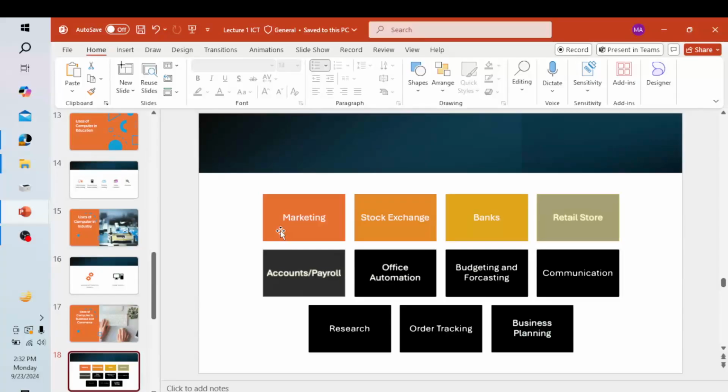And the next one is research. Research can use computers and the internet to research competitors' products and the prices on different websites. The next one is order tracking. Computers and the internet are used very effectively in order tracking.